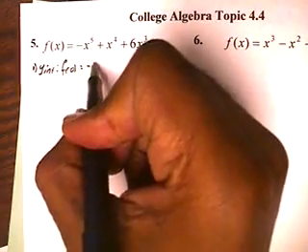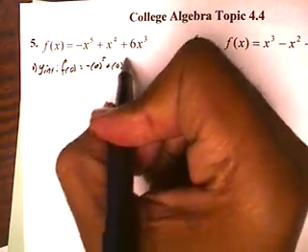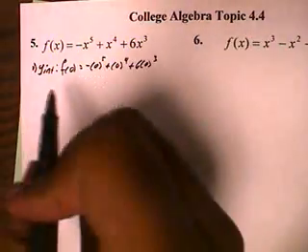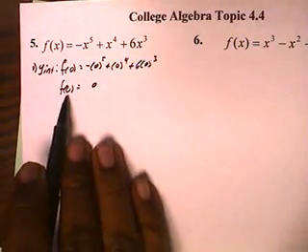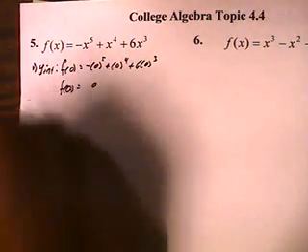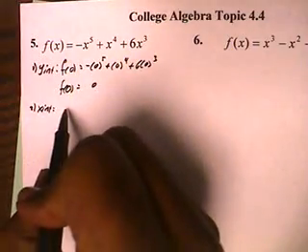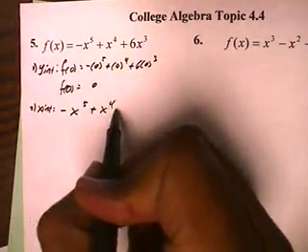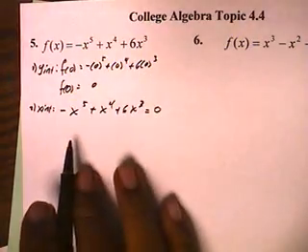So this will be negative 0 to the fifth power plus 0 to the fourth power plus 6 times 0 to the third power. And this will all give us 0. So our y-intercept is 0, 0. Next, we're going to find the x-intercepts. We find the x-intercepts by setting the function equal to 0 and then solving for x.